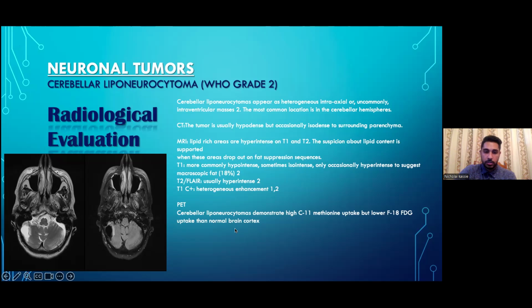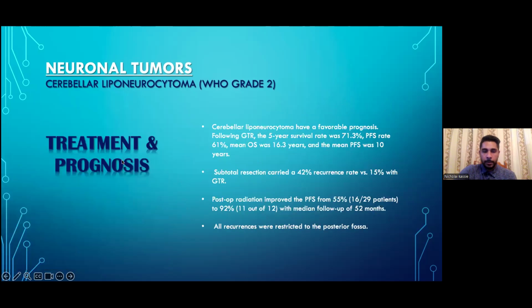Some of these patients got worked up with PET scans, which can show cerebellar liponeurocytomas demonstrating high C11 methionine uptake, but low F18 FDG uptake than normal brain cortex tissue.